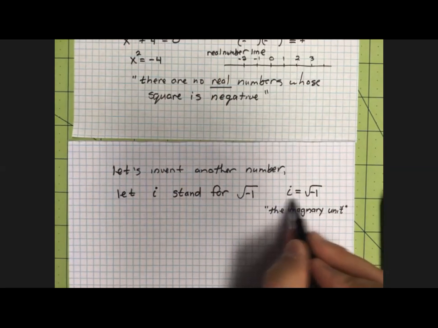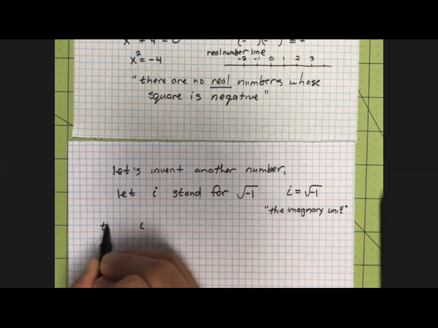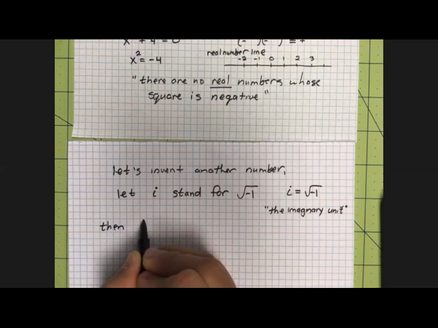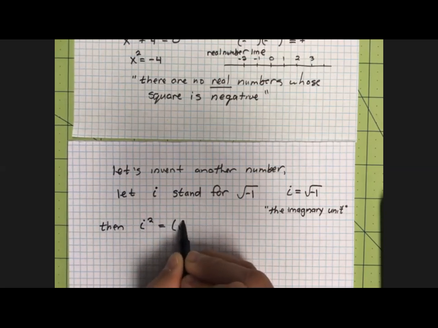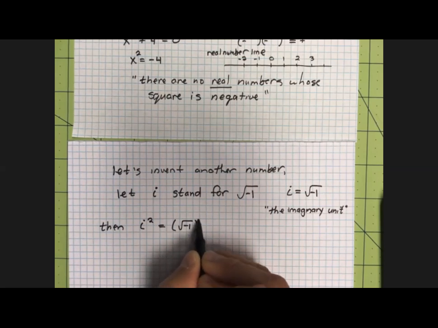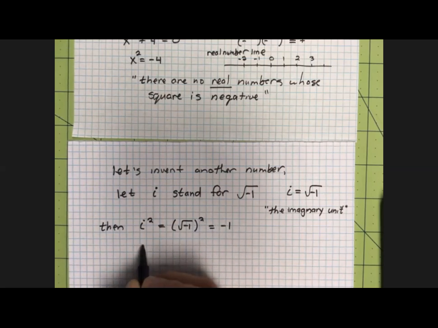What happens if i is equal to the square root of -1? Well, then the first thing that happens when I square i, I'll be squaring the square root of -1. Let's say that that erases the square root like I normally am used to. So i squared is -1.